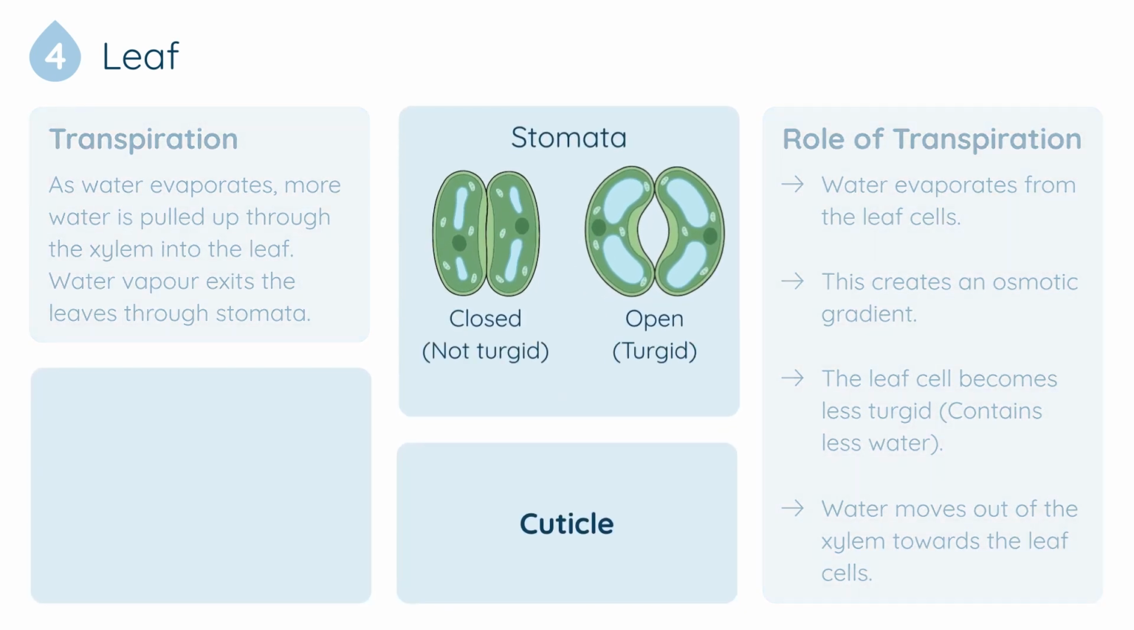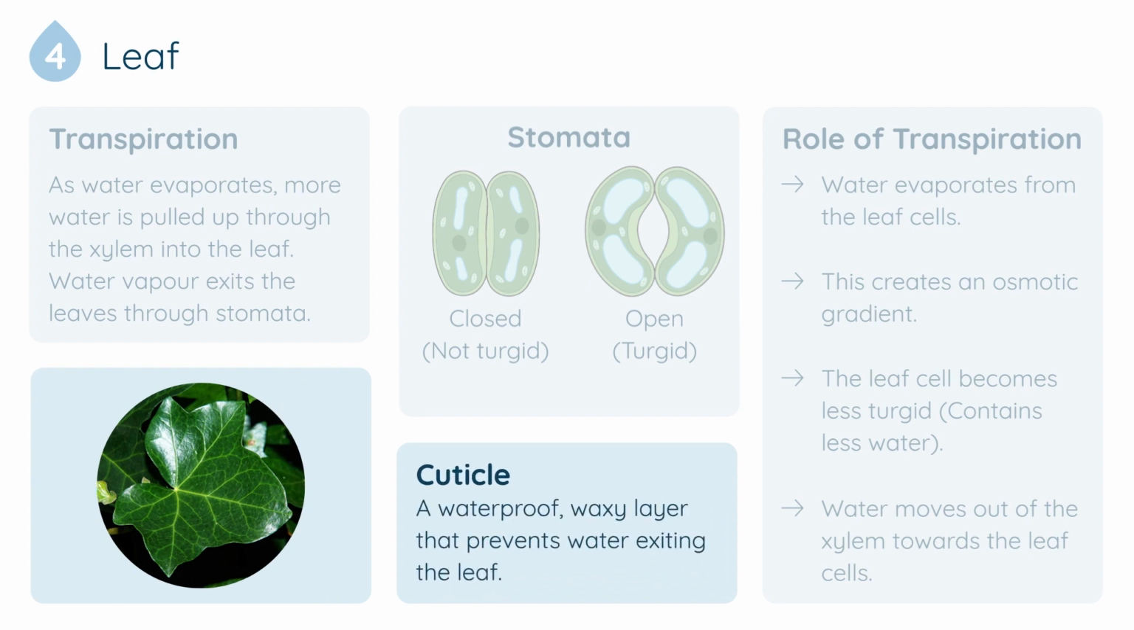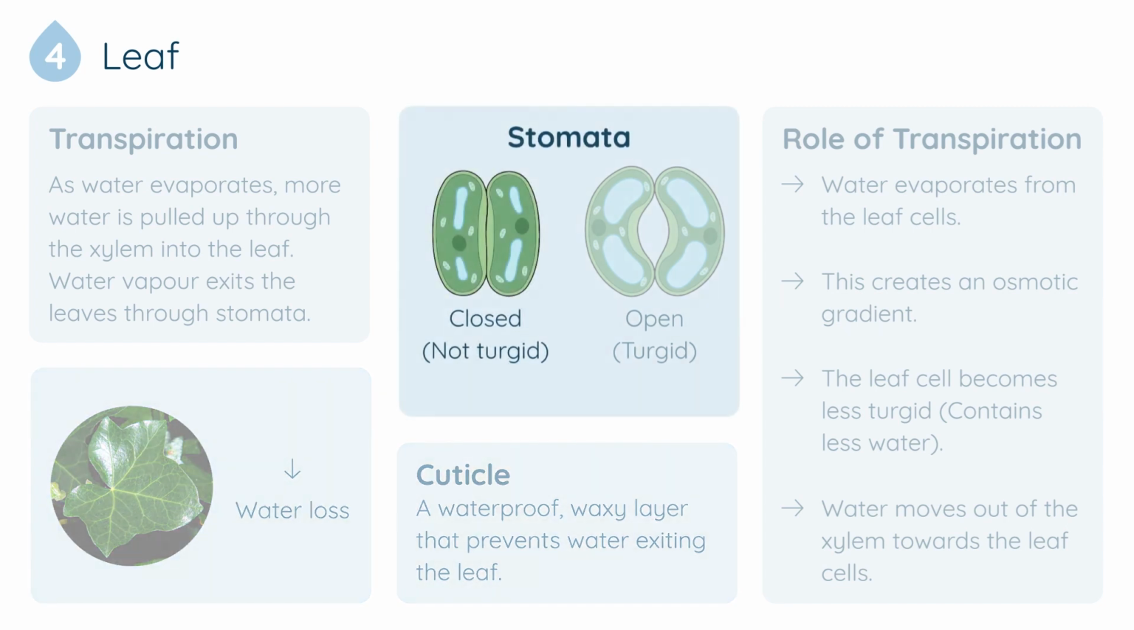Leaves need to be able to control water loss, and they do this by having cuticles and stomata. The presence of a cuticle ensures that water cannot pass through the cuticle. The cuticle is a waterproof waxy layer that covers the outside of leaves. The presence of a cuticle helps reduce excessive loss of water. Stomata closing reduces water loss, and stomata opening increases water loss.